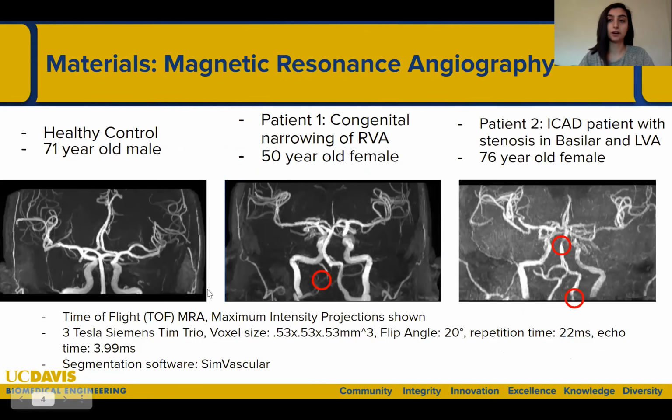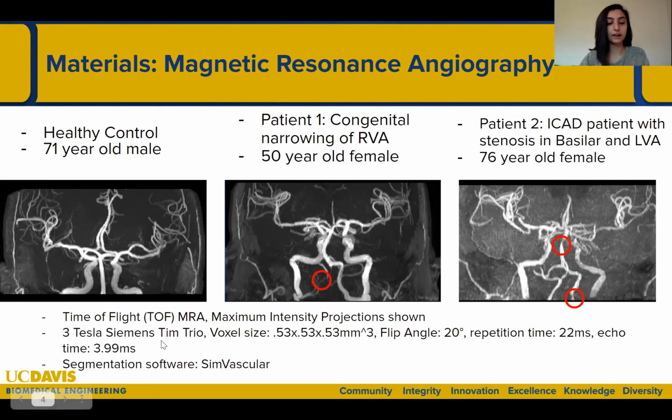So the materials for this project, we analyzed 3 subjects, 1 healthy control and 2 patients. Our healthy control was a 71-year-old man, and our first patient has a congenital narrowing of the right vertebral artery and is a 50-year-old female. And our second patient is an ICAD patient with stenoses in the basilar and the left vertebral arteries. You can see the location of the stenoses circled in red.